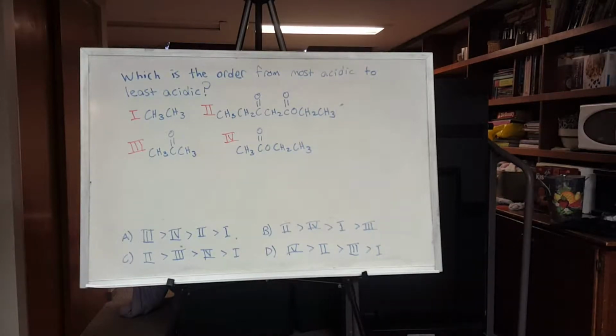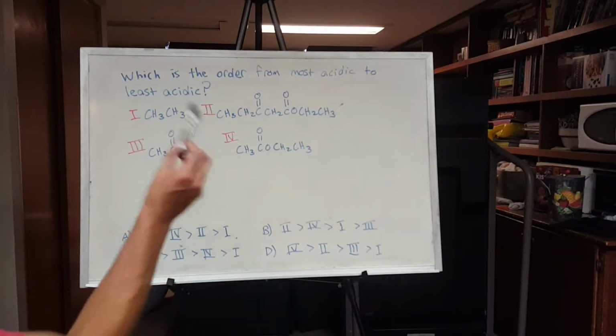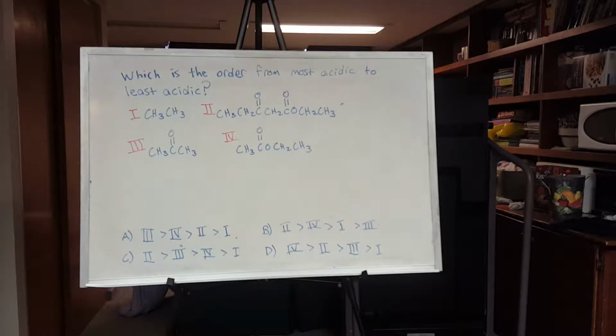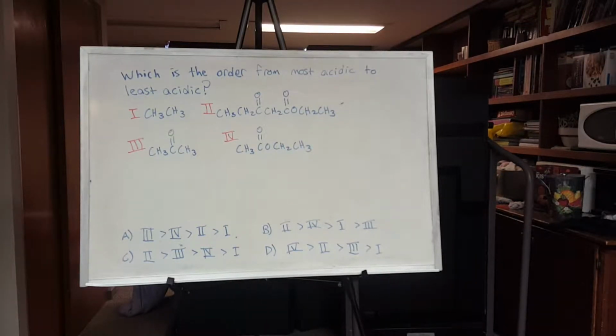Which is the order from most acidic to least acidic of these four compounds? So, how do we determine acidity? The stronger an acid, the more stable its conjugate base.